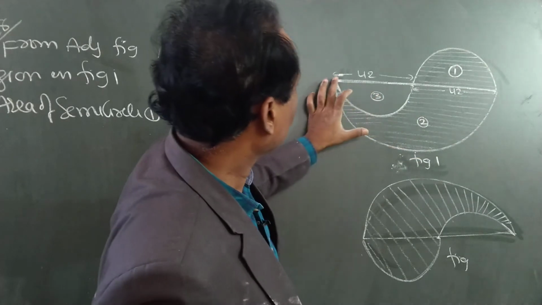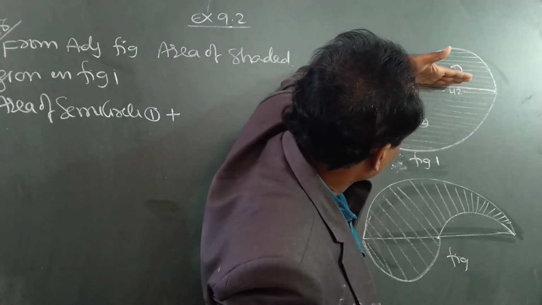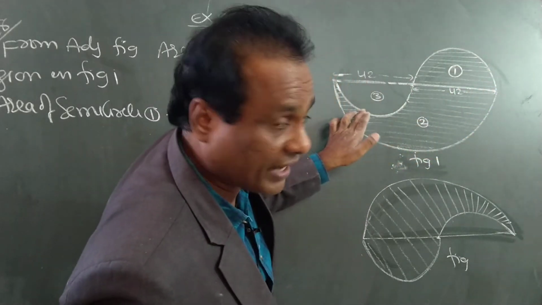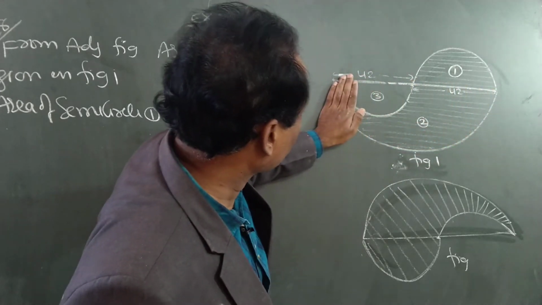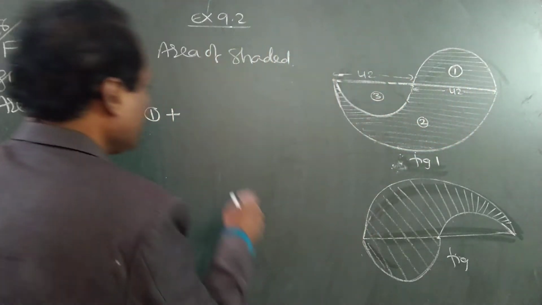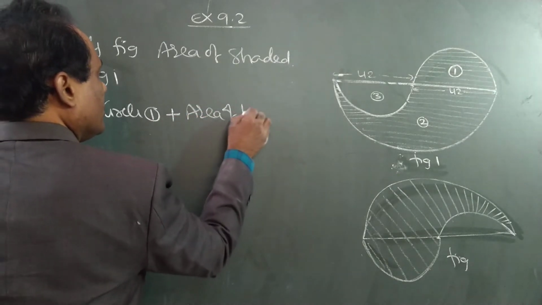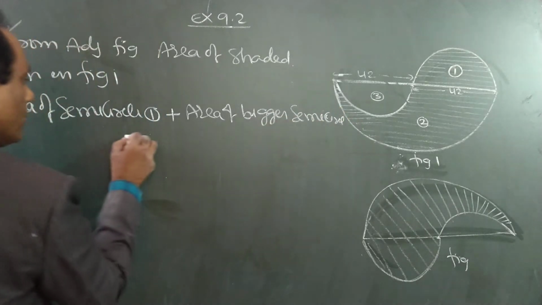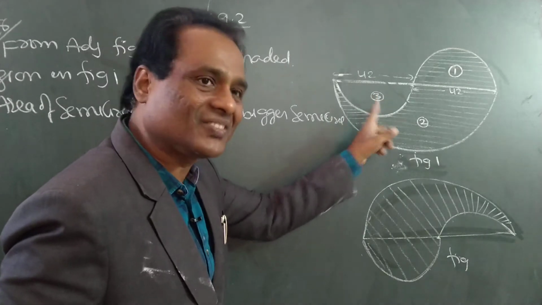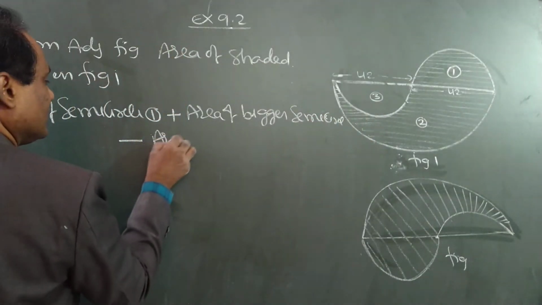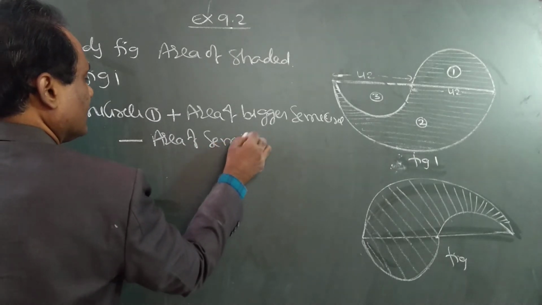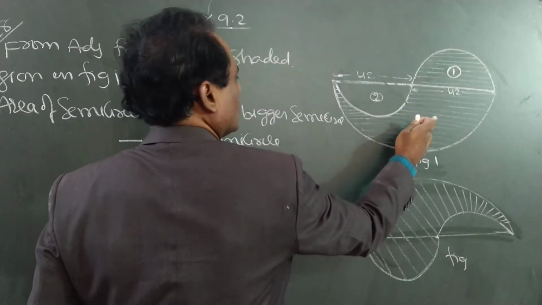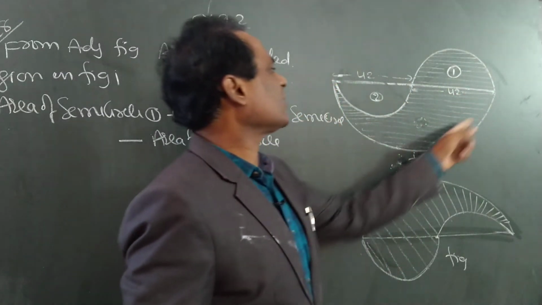Now see this. Only this part. This total is a semicircle. You find the area of this total. This part we can't find. We can find the total area. From that subtract this small portion. See here. Area of bigger semicircle minus area of semicircle 3. Or let us take it as only 2, that's all. I am calling this a bigger semicircle.